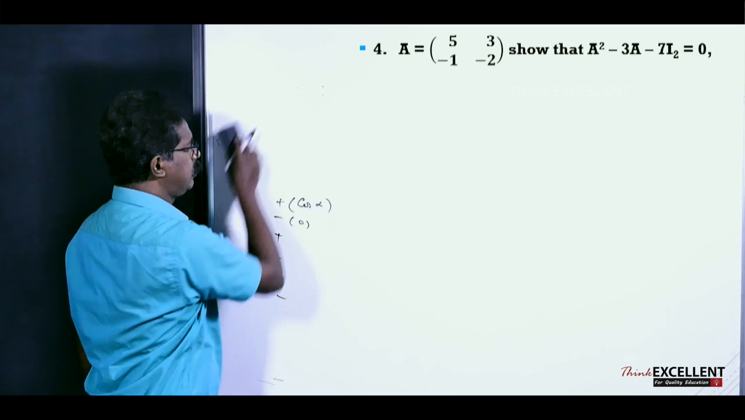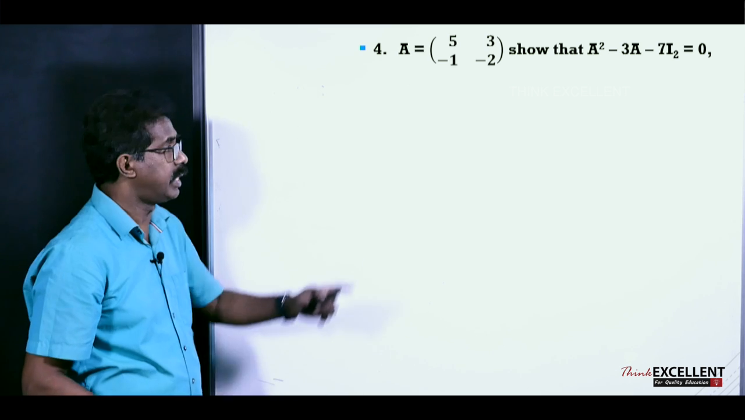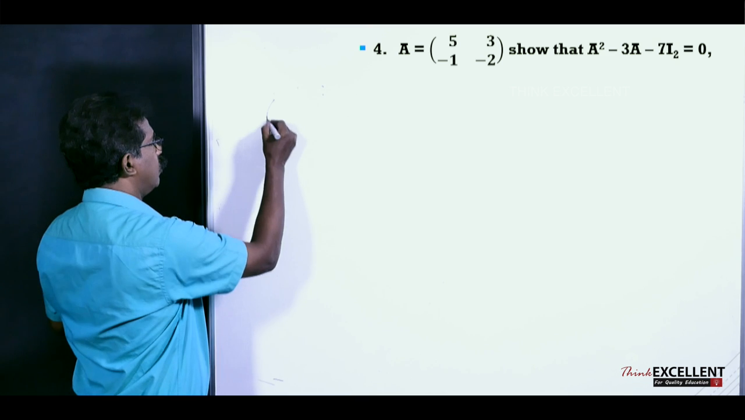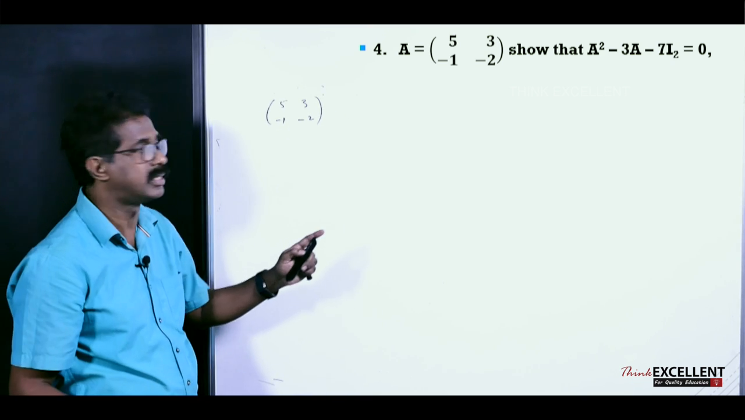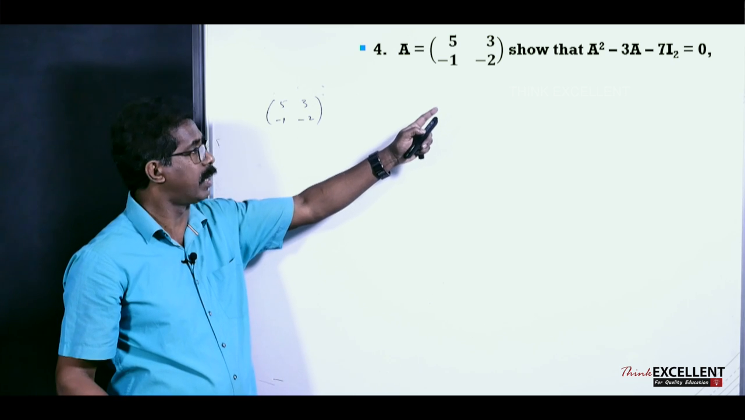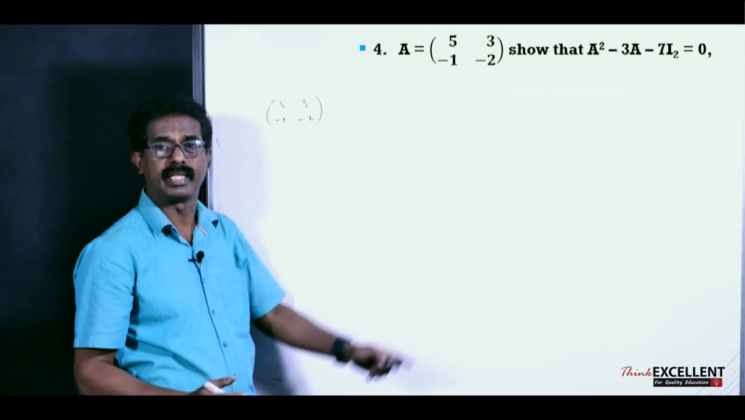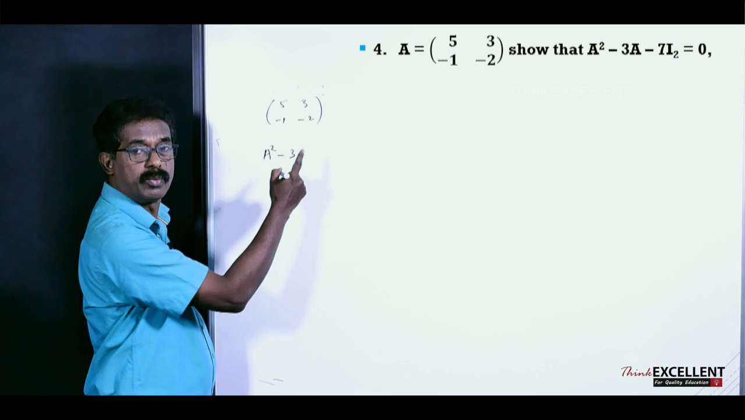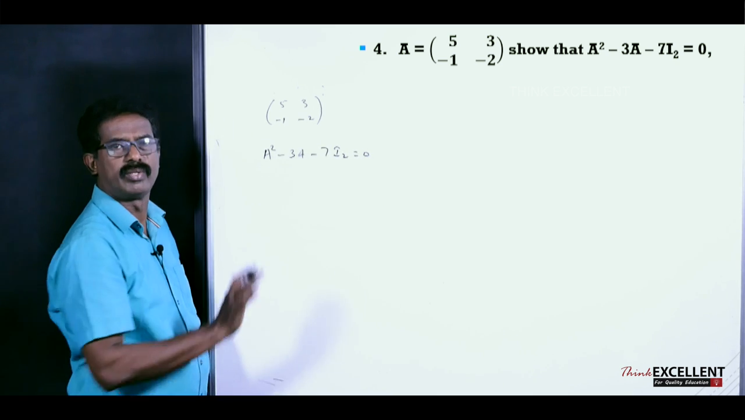Look at another question. In this question, A equals 5, 3, minus 1, minus 2. Very simple question, like a 10th standard question only. What did they ask to prove here? A square minus 3A minus 7 I2 is equal to 0. All of you know how to prove this, right?